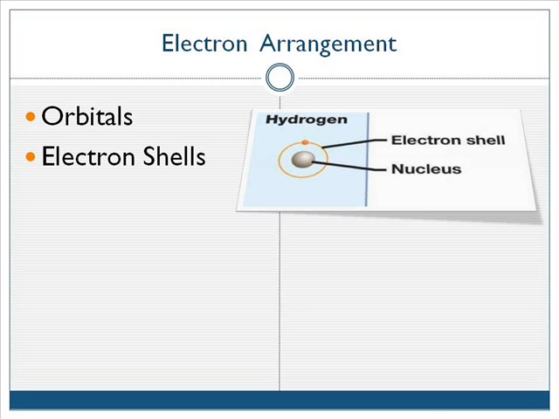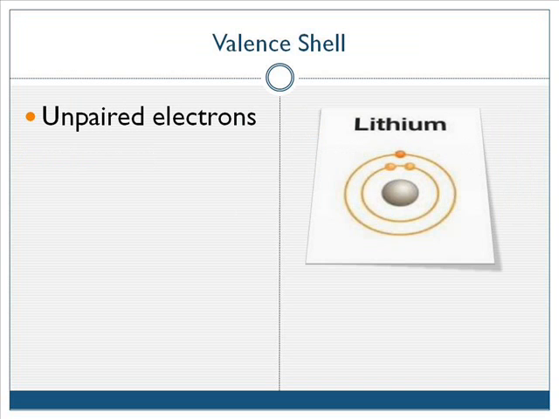The first is that each electron shell contains a specific number of orbitals. The first shell contains 1 orbital, and the subsequent shells have 4. Second, the electrons fill up the innermost orbitals and shells first, then move outwards. The outer shell that contains unpaired electrons is called the valence shell. The unpaired electrons are called valence electrons.